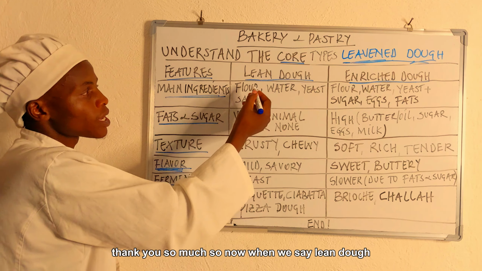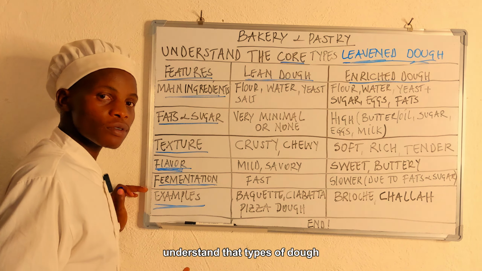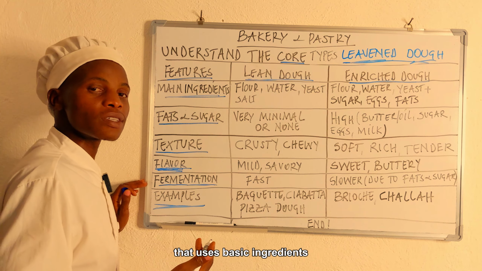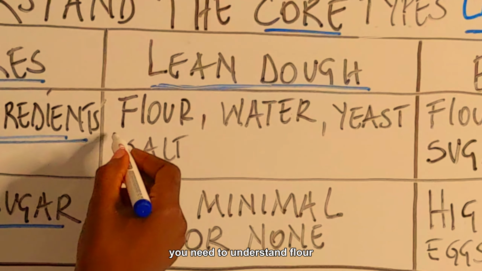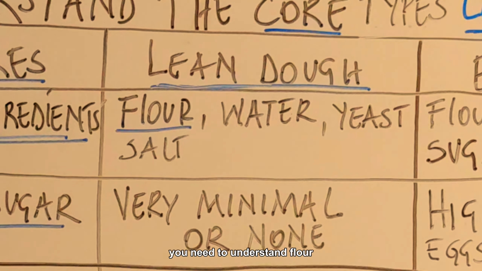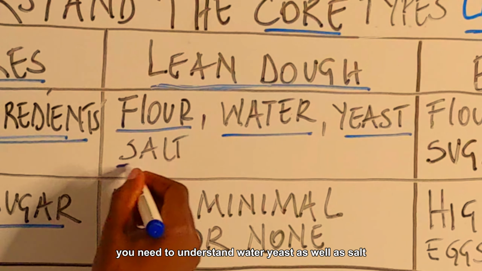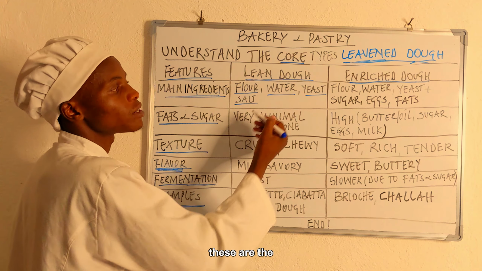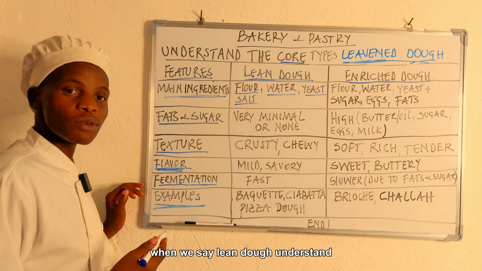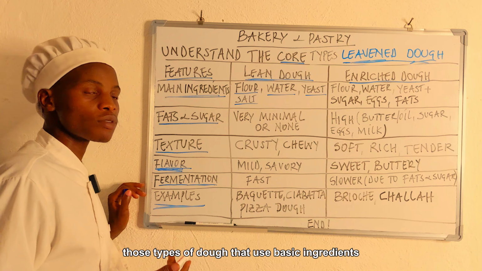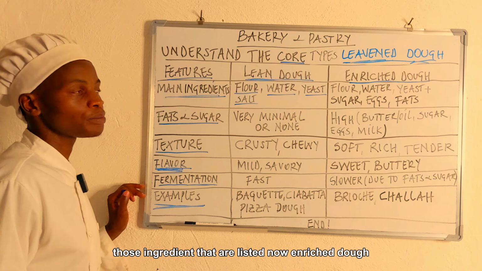So now, when we say lean dough, understand that it is a type of dough that uses basic ingredients. When we say basic ingredients, you need to understand flour, water, yeast, as well as salt. These are the basic ingredients that are used in lean dough. When we say lean dough, understand those types of dough that use those listed ingredients.